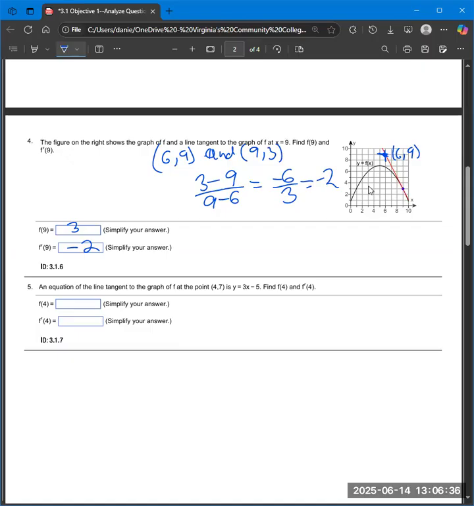An equation for the line tangent to the graph of f at the point (4, 7) is y equals 3x minus 5. Find f of 4. Well, it's right there. The tangent line and the function are going to have the same y value at 4. And then find f prime of 4. Well, that's going to be the slope of this tangent line. So that's going to be 3.